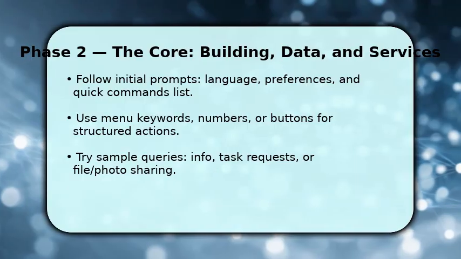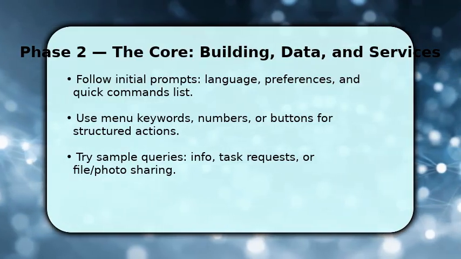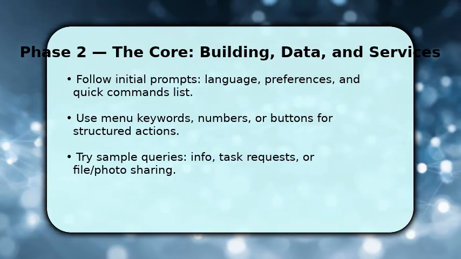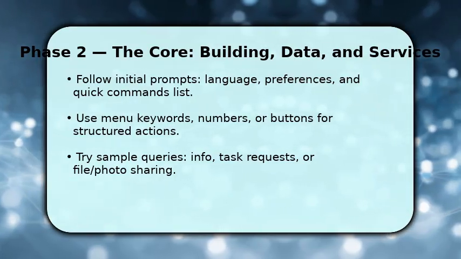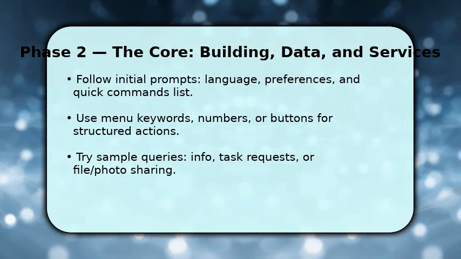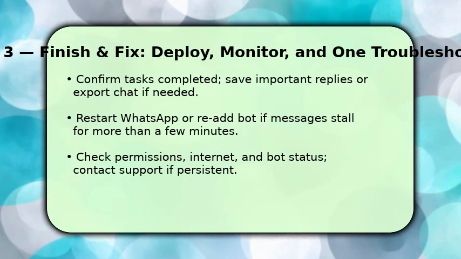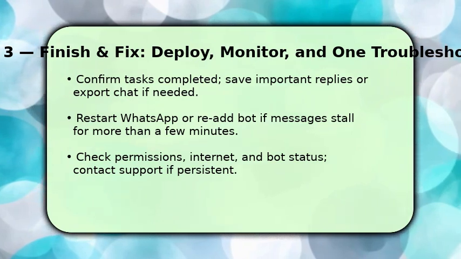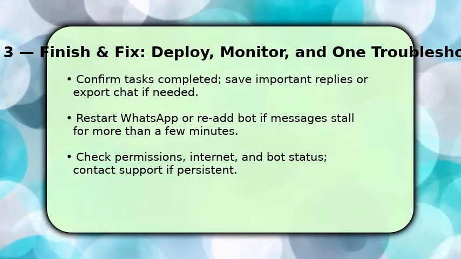Practice by sending a clear request, ask for a summary, set a reminder, or share a photo. This helps the bot learn context. Remember, concise wording improves accuracy, so be direct yet specific when you ask. To finish, verify that the bot completed your request and save any important messages or files.